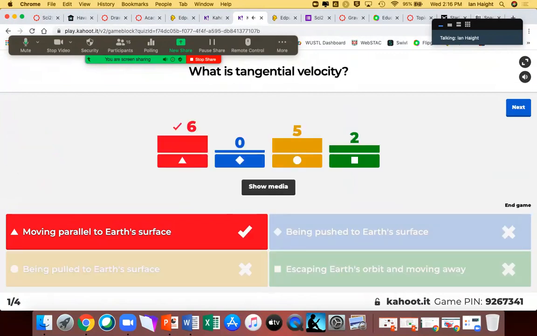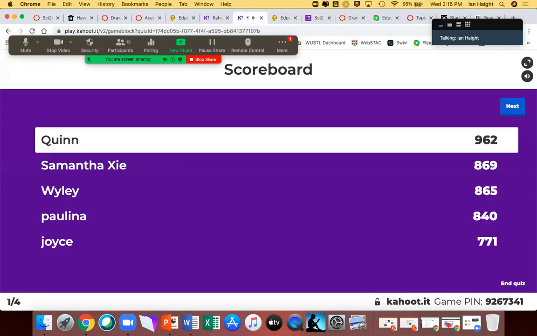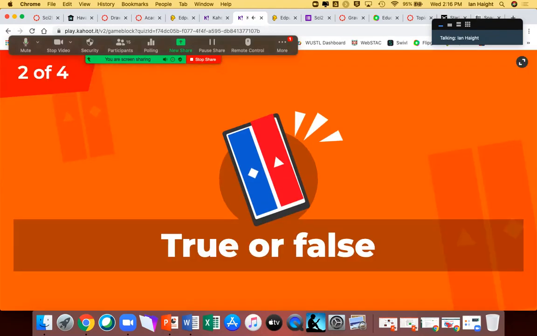Very good, interesting. We're kind of torn between 2 options, that being pulled to Earth's surface, that's just normal gravitational force. The correct answer, yeah, is moving parallel to the Earth's surface at all times. So it's sort of a circular falling motion. That combined with being pulled to Earth's surface is what allows orbit to be possible. Okay, Quinn in the lead, here we go.